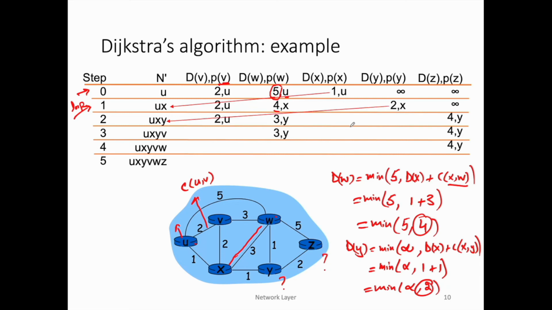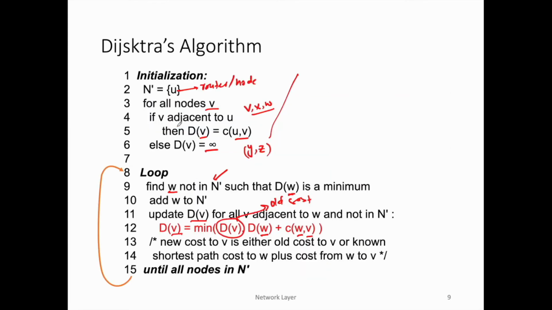So what we have done is we add y into N. Why? Because the cost to reach from u to y is minimum, which is 2. Yes, v is also 2, but you can add any node. Adding v will not make any change in the table. That's why I'm adding node y, and let's see what changes it brings into the table. So again, find a node w not in N such that the cost to reach that node, which is y in this case, is minimum from w.